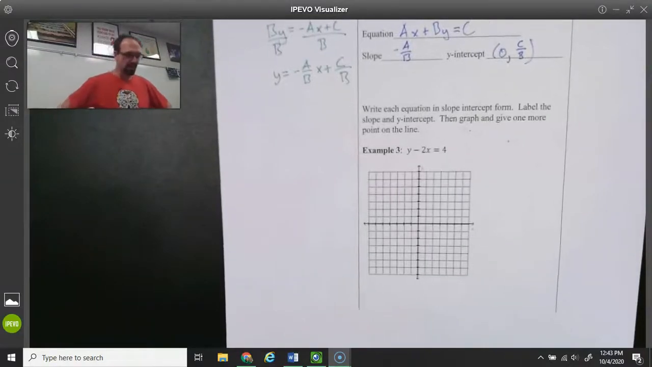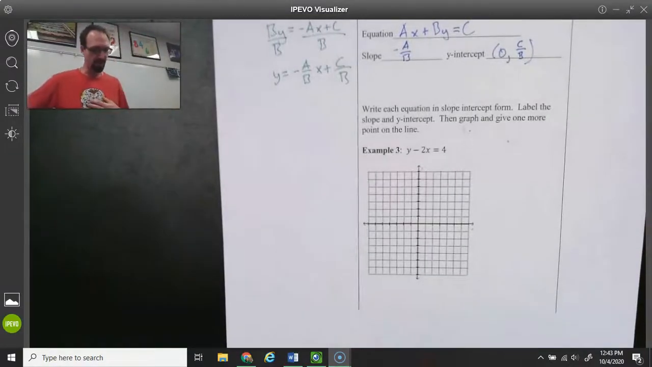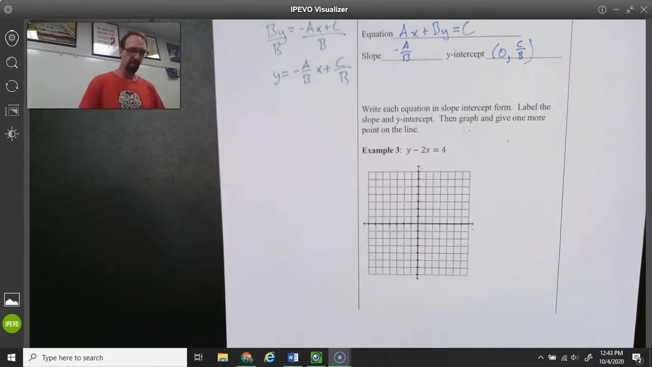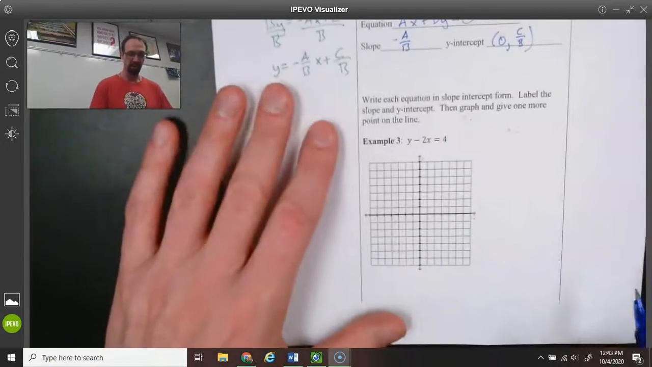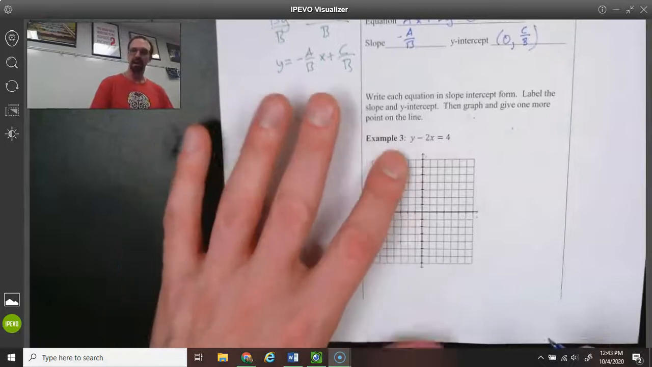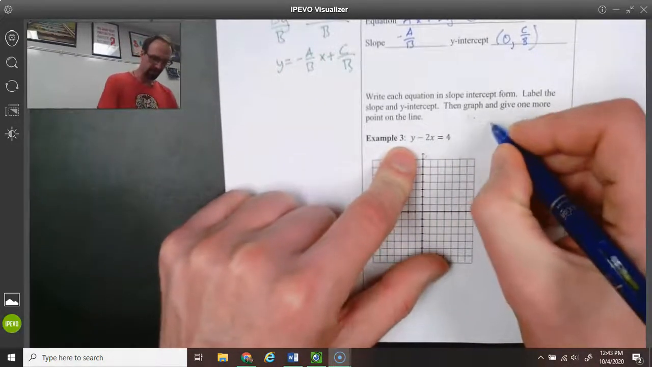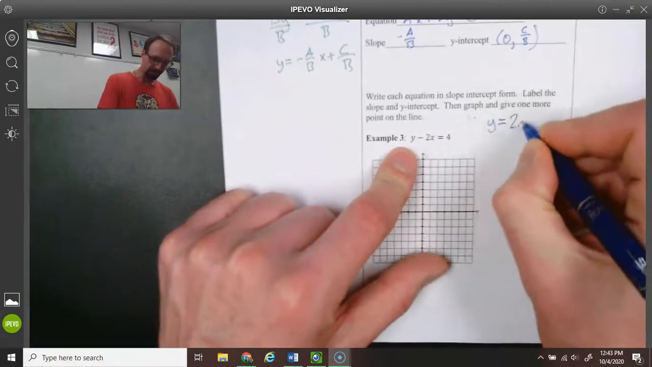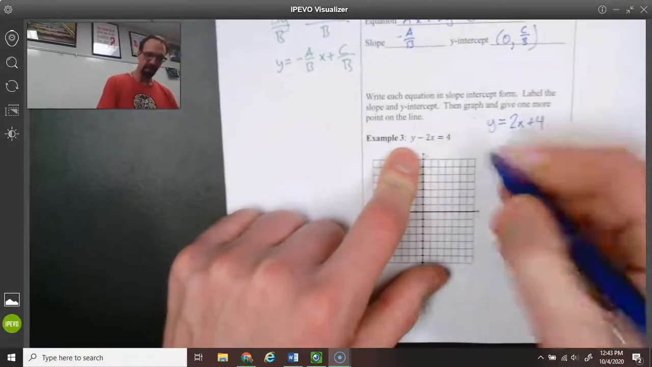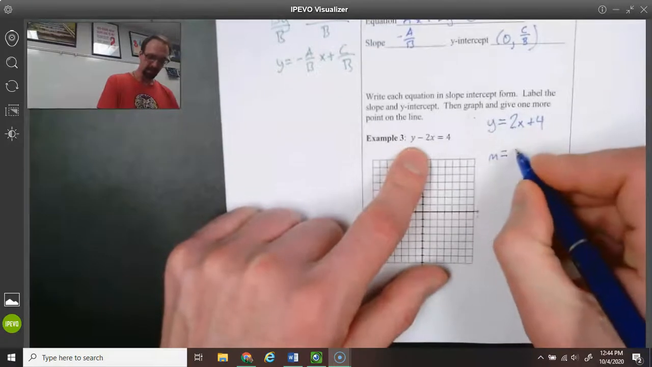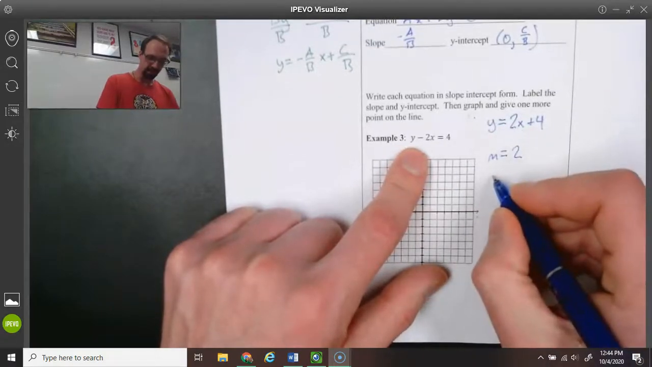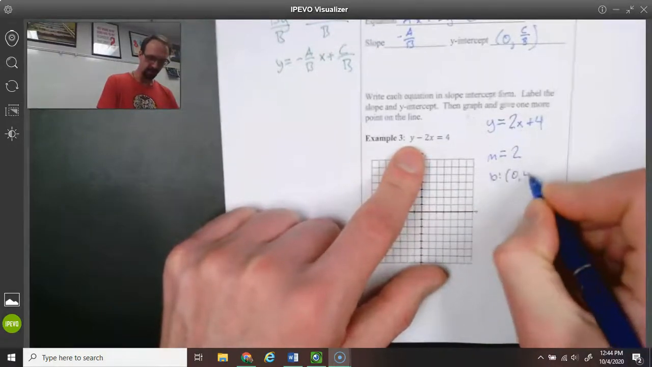So this is what we're going over: writing the equation in slope-intercept form, then writing the slope, or labeling the slope and the y-intercept, then graphing and giving one more point on the line. This one is actually extremely easy, just add 2x on both sides. So if I do that, I get y equals 2x plus 4, and then my slope, my m, is equal to 2, and my y-intercept, b value, is going to be (0, 4).